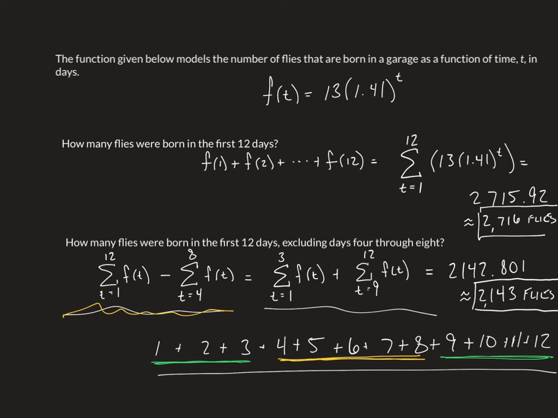So there are a number of reasons why I might have wanted to exclude those days. If this data is more meaningful than flies, maybe it's the growth of stocks or some sort of investment over time, and there was something weird that happened over those days, and you want to throw those days out because it's an outlier, or something else that's going on, and you only want to look at certain sections, then we can use these different summations to do that.